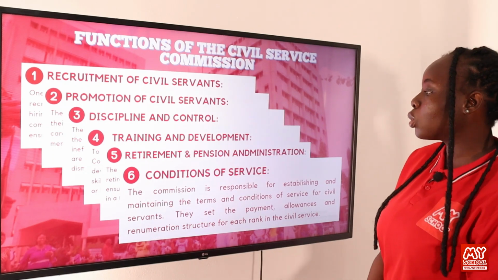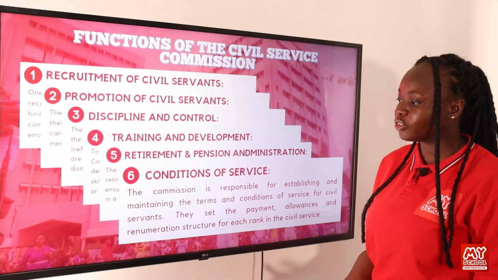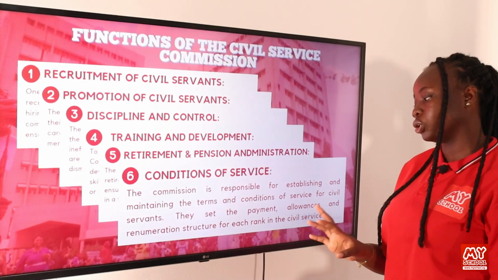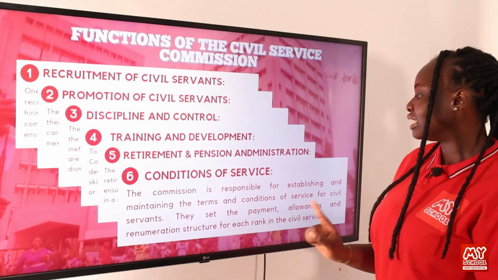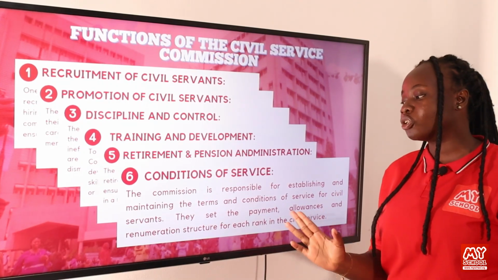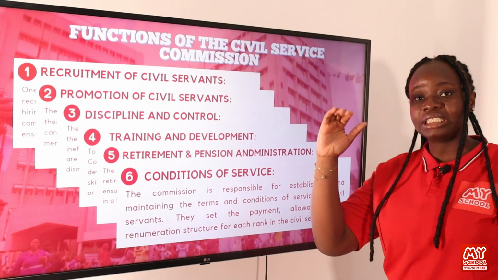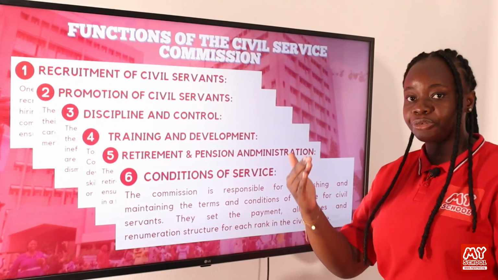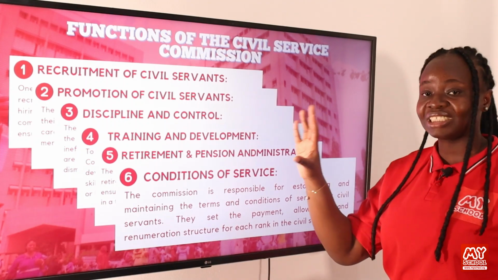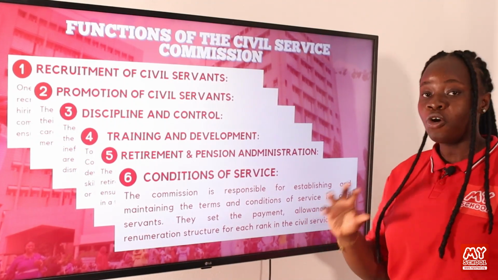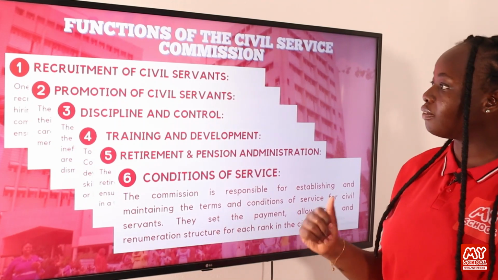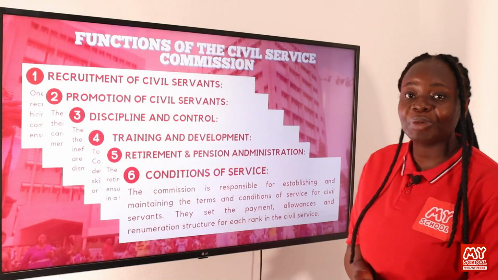Now let's move on to the next one. All right, they also help to ensure good condition of service. The Commission is responsible for establishing and maintaining the terms and conditions of service for civil servants. They set the payment, allowance, and remuneration structure for each rank in the civil service. They have a payment structure. So as you move higher up the rank, your payment increases. So it is the Civil Service Commission that is responsible for setting the standard rates for the payments of civil servants.